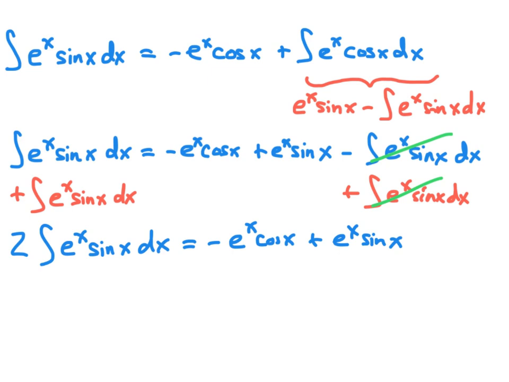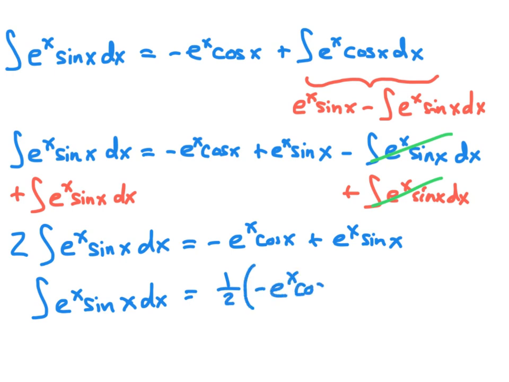Now we want to find the integral of e to the x sine x dx without the 2 in front, and so we can simply divide both sides by 2 or multiply by 1/2. And in doing so, we find that the integral of e to the x sine x dx will simply equal 1/2 times negative e to the x cosine x plus e to the x sine x. And of course, we have to remember to add our arbitrary constant plus c here at the very end, since we do have an indefinite integral. And so our indefinite integral here is 1/2 times the quantity negative e to the x cosine x plus e to the x sine x, all plus c.